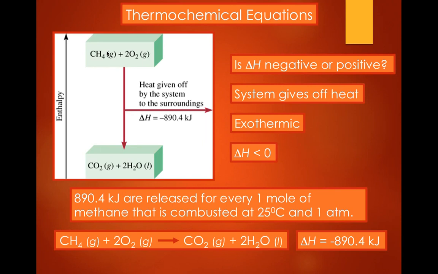890.4 kilojoules are released for every 1 mole of methane that is combusted at 25 degrees Celsius and 1 atmosphere. 25 degrees Celsius is like normal room temperature. It's probably how warm your house is right now.